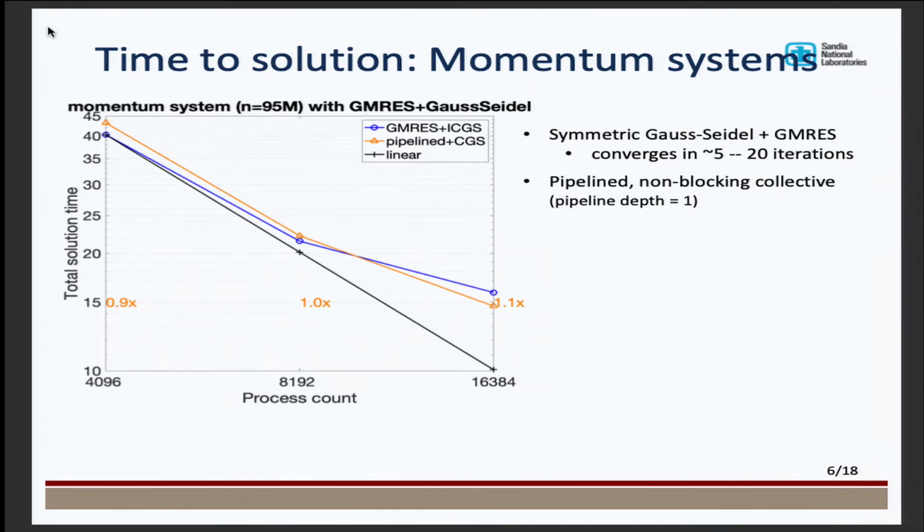For the pipelined GMRES, we use it for solving the momentum system. For this system, we use a symmetric Gauss-Seidel preconditioner, and it converges in about 5 to 20 iterations. Initially, the pipelined GMRES took a longer time to solve the system. This is because in order to pipeline these iterations, they need some extra computations. But as we push the number of process counts, we start to see some benefit of hiding these communications.